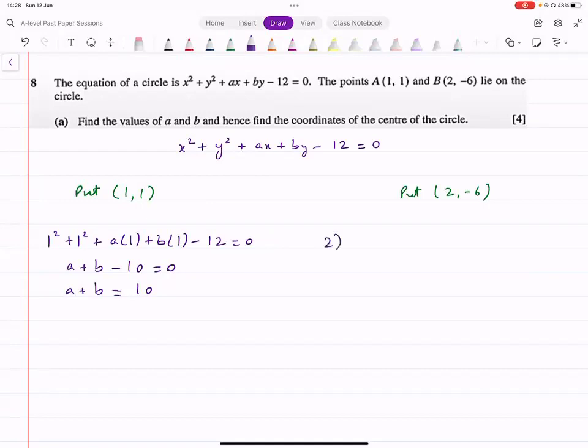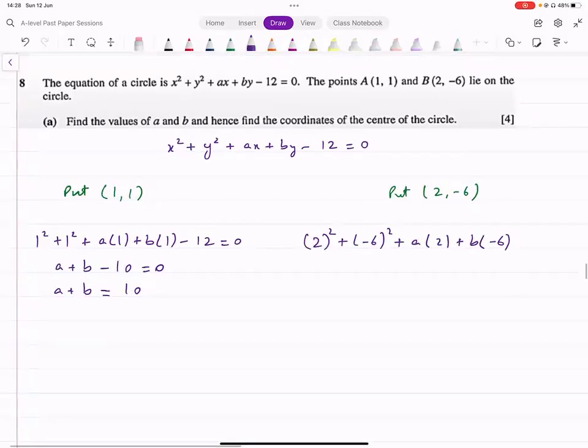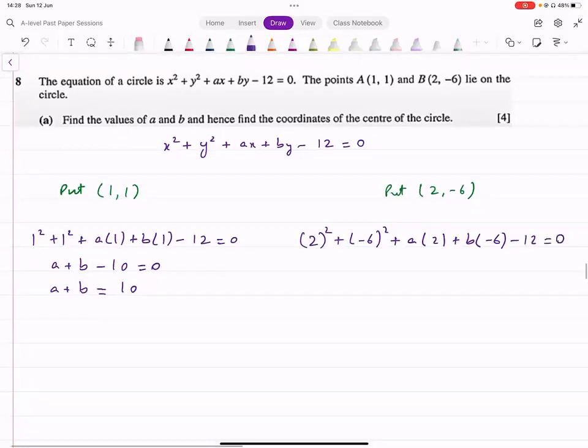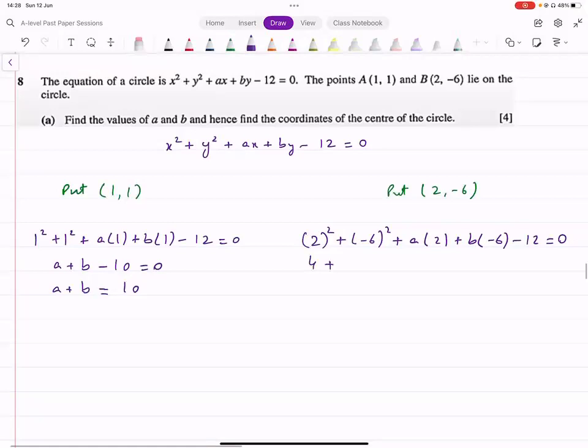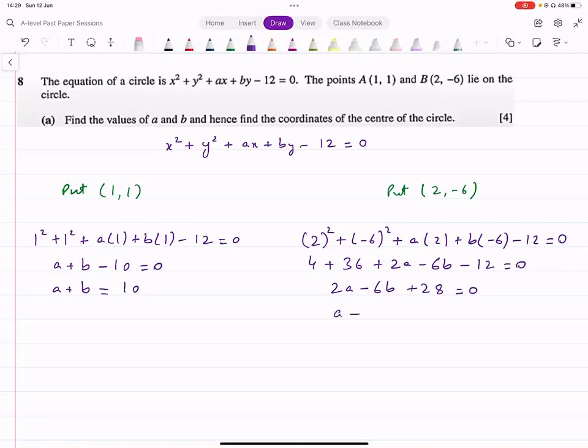X equals 2, so that's 2 squared plus (minus 6) squared plus a into 2 plus b into minus 6 minus 12 equals 0. That gives us 4 plus 36 plus 2a minus 6b minus 12 equals 0. And that is 2a minus 6b, 40 minus 12, which is 28, equals 0. And that is a minus 3b plus 14, or that becomes minus 14. That's your second equation. We've got the two equations.